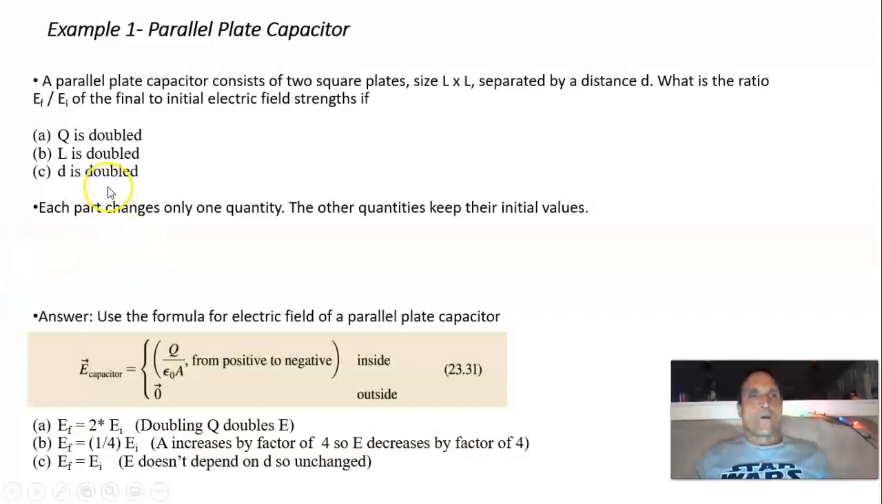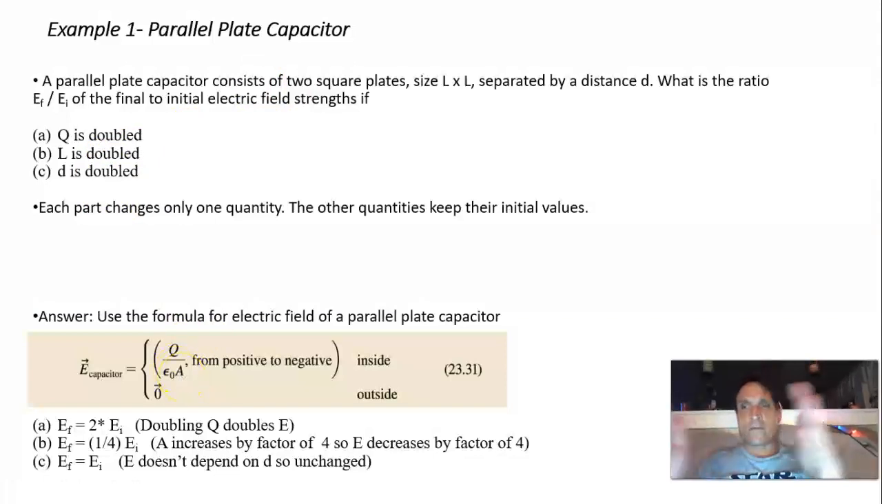Okay, finally, what happens if we double the spacing between the plates? So in other words, we double D. Well, the electric field strength doesn't depend on D, right? So if we double the separation between the plates, the electric field doesn't change because E does not depend on D. Okay, so here again, another ratio problem.